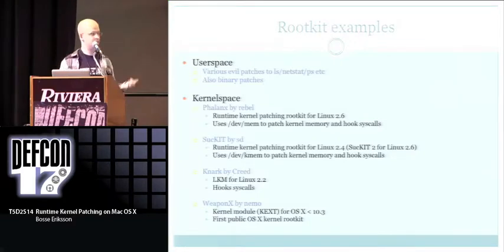We have Knark by Creed, which is a Linux kernel module for Linux 2.2, and took syscalls by patching the kernel via an LKM. And also we have WeaponX by Nemo, which is, I believe, the first public OS X kernel rootkit. But unfortunately, it stopped working at OS X 10.3, and there hasn't been any public OS X rootkits since then, I believe.